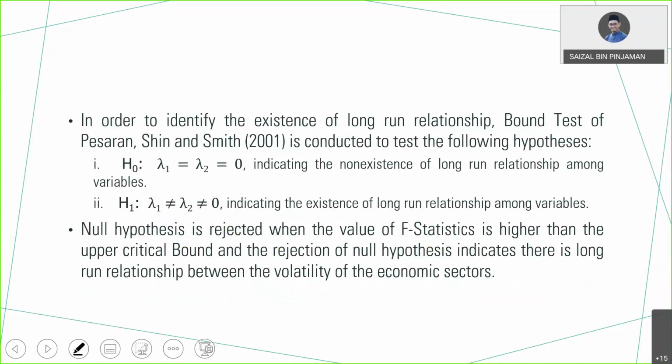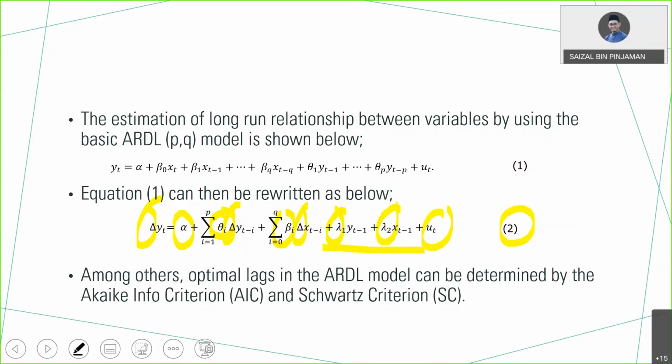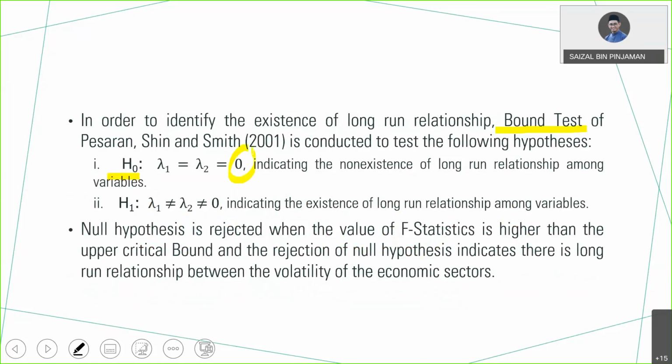In order to identify the existence of a long-run relationship, we can conduct the Pesaran et al. bound test, where the null hypothesis states that the lambda values here are equal to 0. So in the null hypothesis, we assume the non-existence of a long-run relationship among the variables. If we reject the null hypothesis, then we can conclude that there is a long-run relationship among the variables.